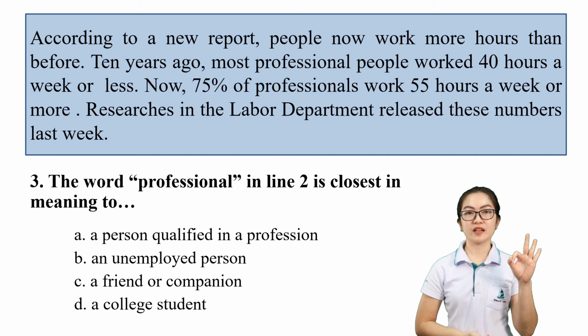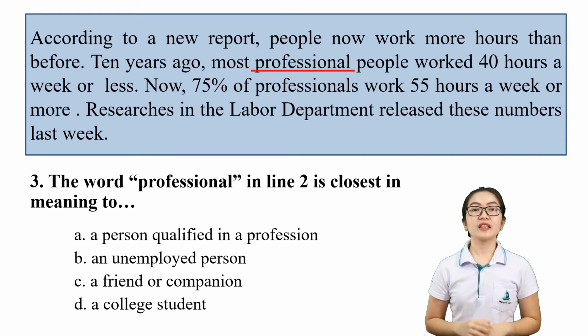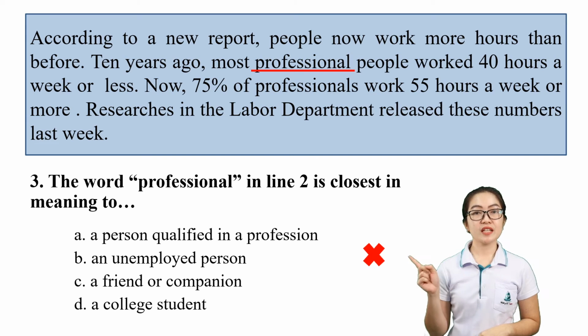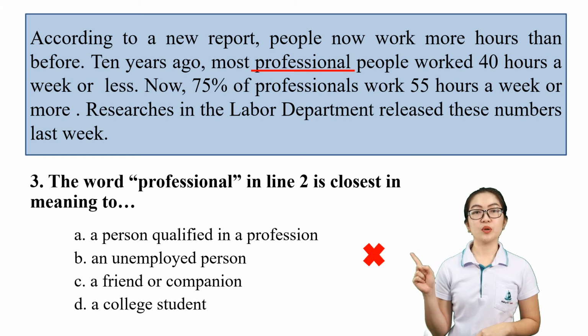Number 3. The word professional in line 2 is closest in meaning to letter B. An unemployed person is someone who is not working. This is not an option because the announcement presents ideas about people who are working.